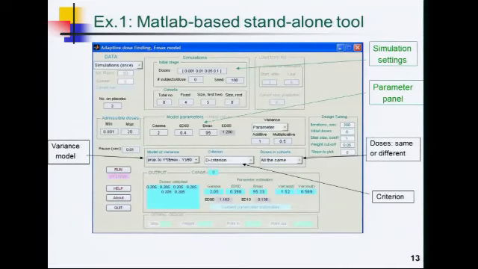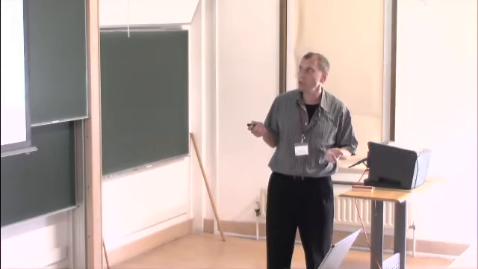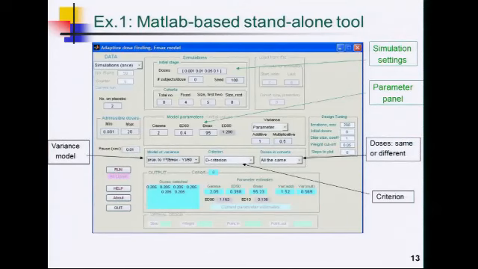On this screen, I give a screenshot of the MATLAB application which I created for this project. I'm not sure that you can see all details from the last rows, but basically it's a screen where the user can select different strategies for the simulation: the number of cohorts, the value of parameters, what kind of variance parameters the user wants, what kind of variance model, what kind of criterion, whether doses are the same or not.